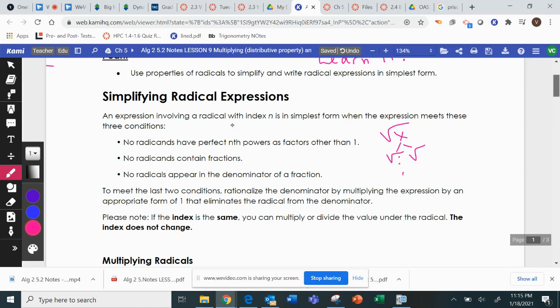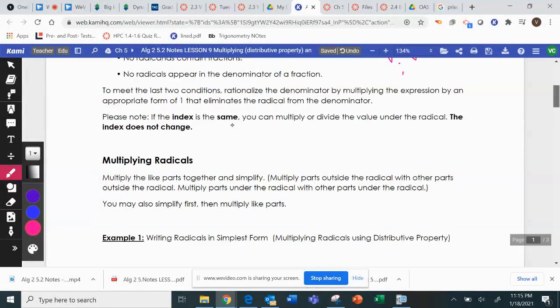So to meet the last two conditions, we have to rationalize the denominator by multiplying the expression by a 1. This is an appropriate form of 1. I want to emphasize that we are multiplying by a value of 1, which does not change the value. It's just going to change what it looks like.